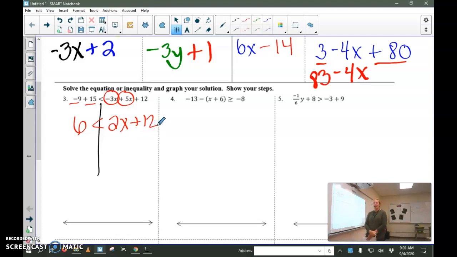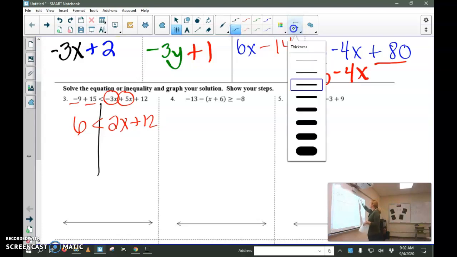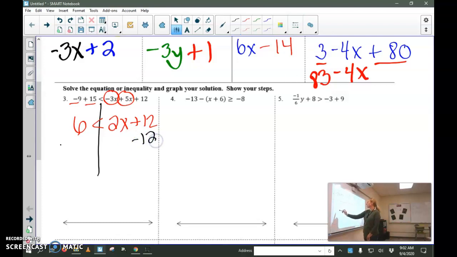Now I have a 2-step inequality like what we've been working on. Now is when I use opposite or inverse operations. When I'm working on both sides of that inequality symbol, I use my inverse operations to get rid of terms. I want to undo this addition, so I'm going to subtract 12 on both sides. 6 minus 12 is negative 6, less than 2x.